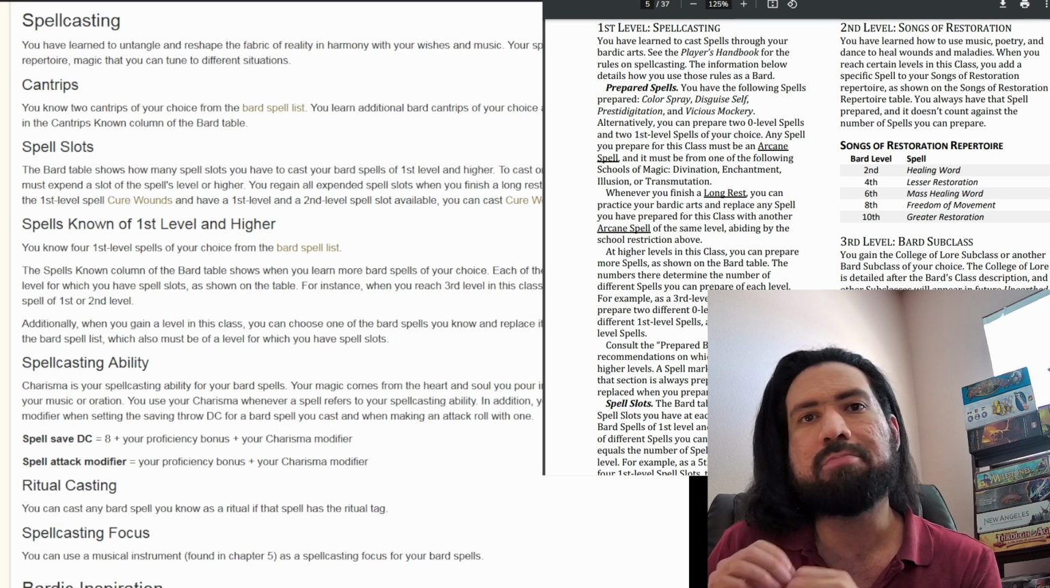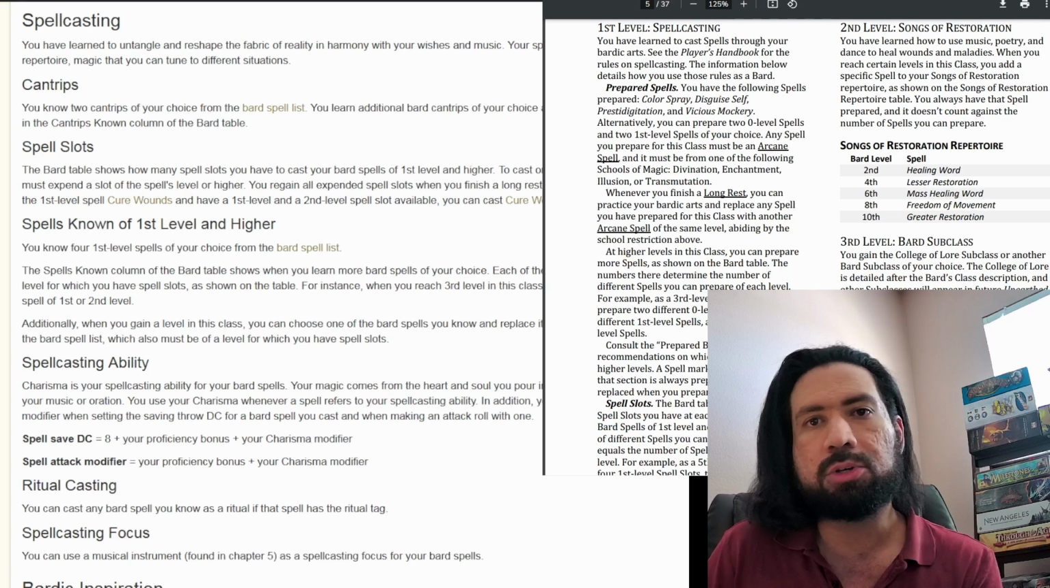Bards are also seeing a major revamp to their spell list. D&D as a whole is moving away from each class having an individual spell list, and instead they will now place classes into groups: Arcane, Divine, and Primal. Bard will utilize the Arcane spell list. However, they will be restricted to Divination, Enchantment, Illusion, and Transmutation.